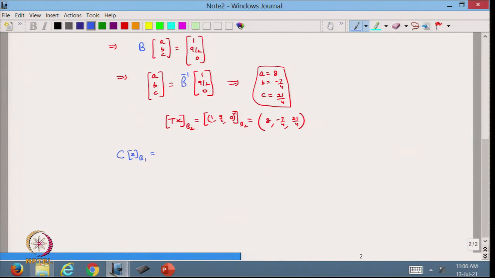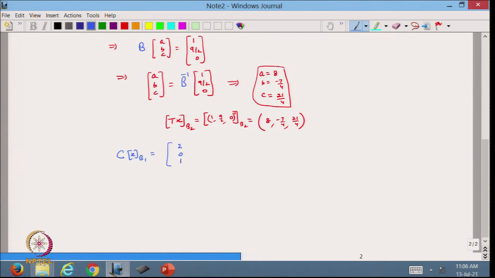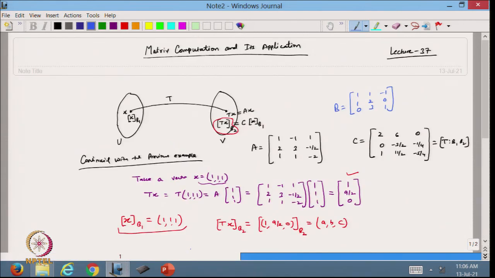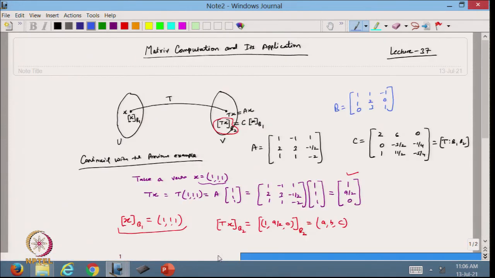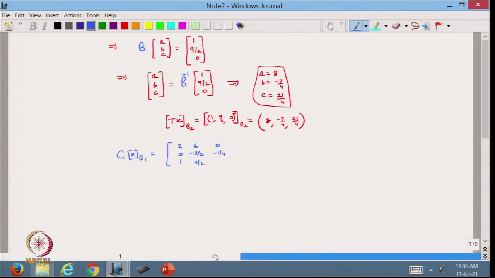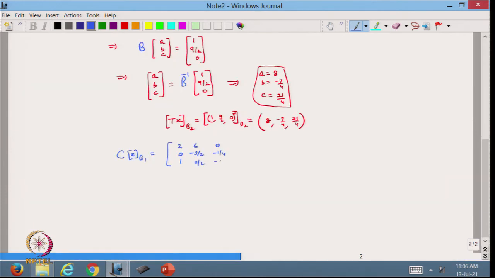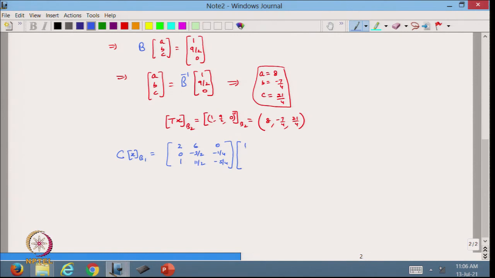And that gives the value. Now, I want to find out this. So, C is basically this is 2 0 1, 6 minus 3 by 2, 11 by 2, by 2, and 0 minus 1 by 4 minus 5 by 4, and this value we are taking. So, it is 1 1 1.